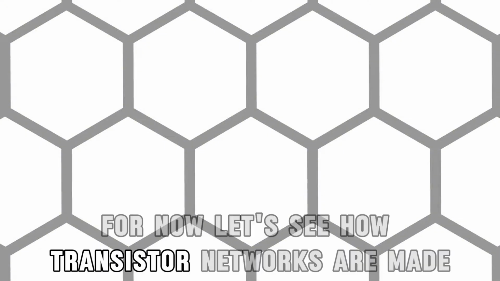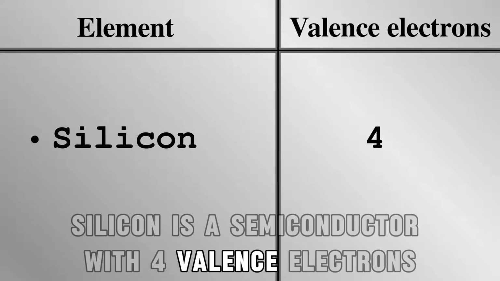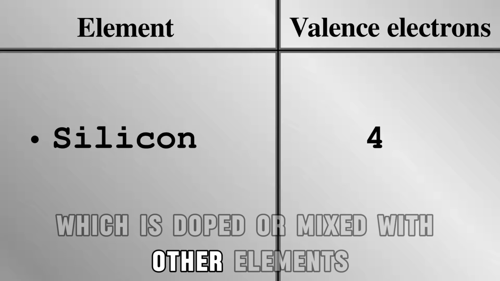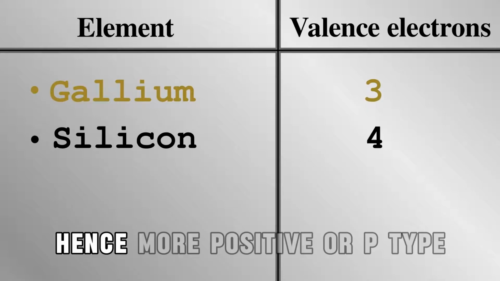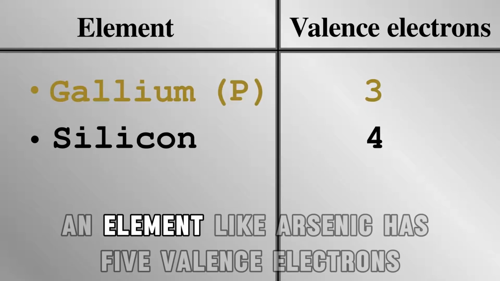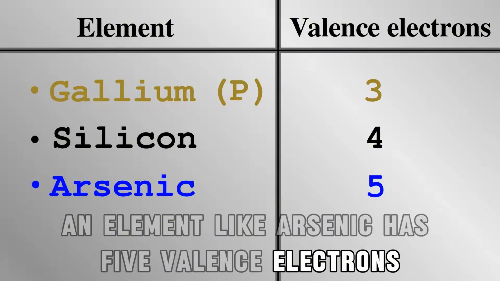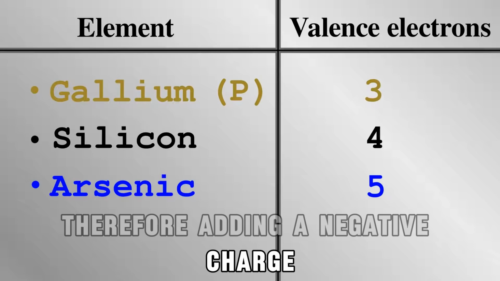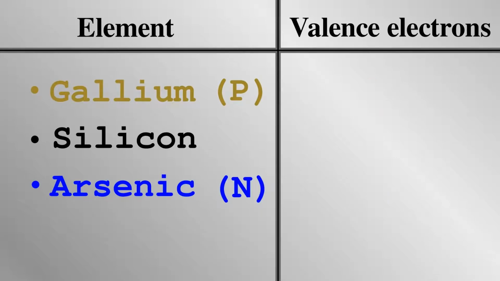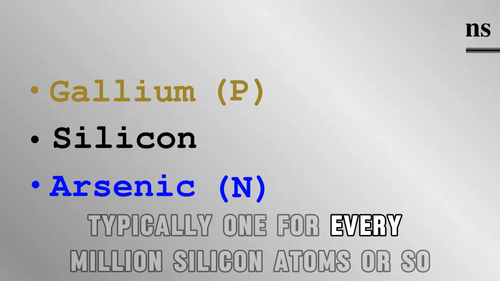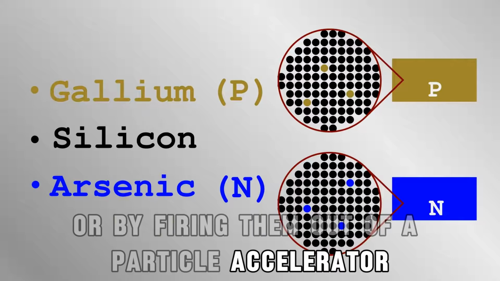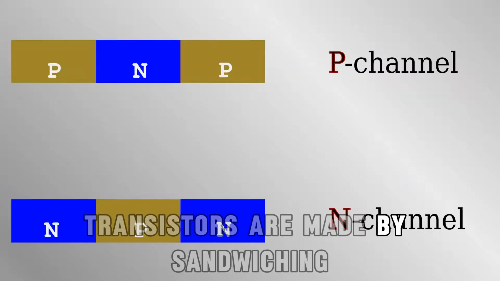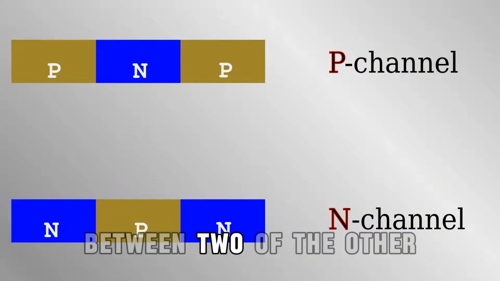For now, let's see how transistor networks are made in basic terms. Silicon is a semiconductor with 4 valence electrons, which is doped or mixed with other elements. Gallium, for example, has 3 valence electrons, one less than silicon, hence more positive, or p-type. Meanwhile, an element like arsenic has 5 valence electrons, one more than silicon, therefore adding a negative charge, hence n-type. Trace amounts of these elements, typically 1 for every million silicon atoms or so, are implanted by chemical diffusion or by firing them out of a particle accelerator. Transistors are made by sandwiching a region of one of the dopants between 2 of the other.